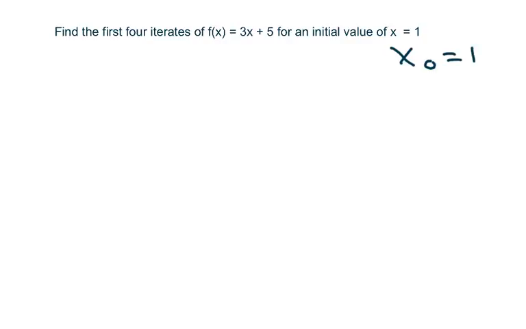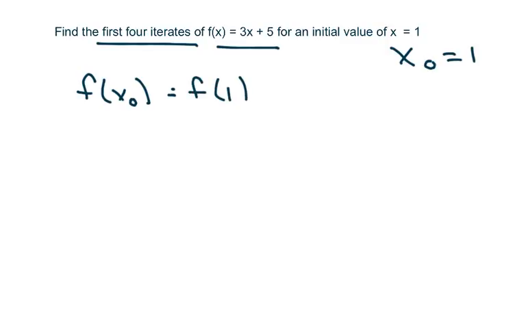So basically, they give you the first term, the initial value, x to the 0 equals 1. And they want the first 4. So we have f of x to the 0 equals f of 1. Here's my formula, and I'm just composing it within itself. So that's 3 times 1 plus 5, which equals 8.